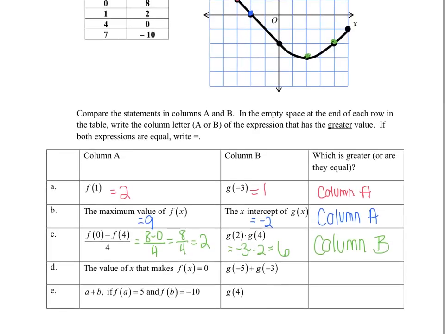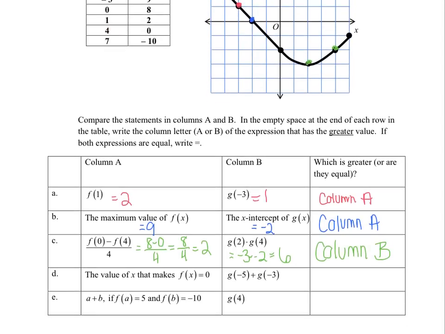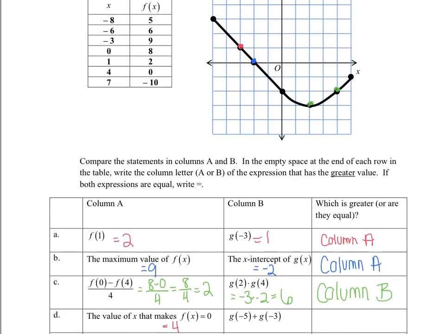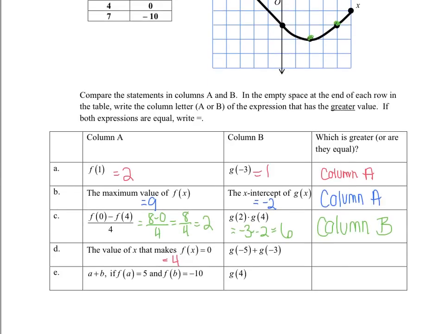For our next one, we have the value of x that makes f of x equal to 0. Well, when is f of x equal to 0? Right here when x is 4. So this is going to be equal to 4. And then we have g of -5 plus g of -3. Well, g of -5 is 3, and g of -3 is 1. So g of -5 we said is 3 plus g of -3, which is 1, and 3 plus 1 is 4. So they are equal.